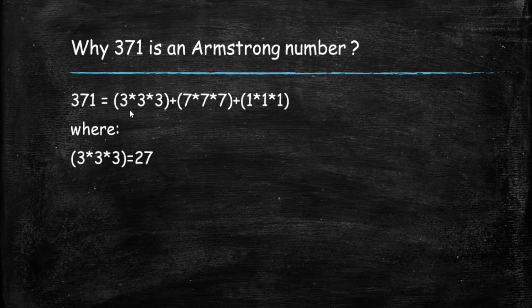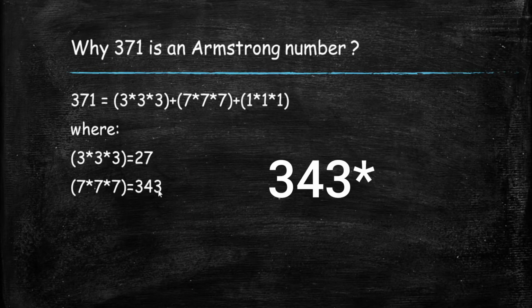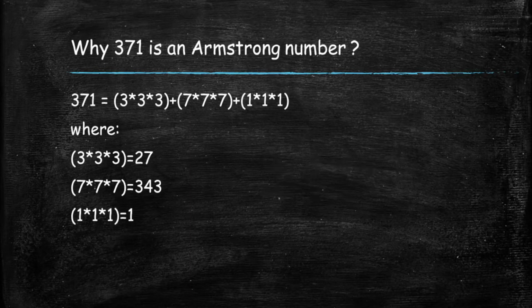For example, 3 multiplied by 3 multiplied by 3 gives us 27. 7 multiplied by 7 multiplied by 7 gives us 343. And 1 multiplied by 1 multiplied by 1 gives us 1. So we add these 3 numbers, 27, 343, 1. It will add up to 371. So these type of numbers are called Armstrong number.